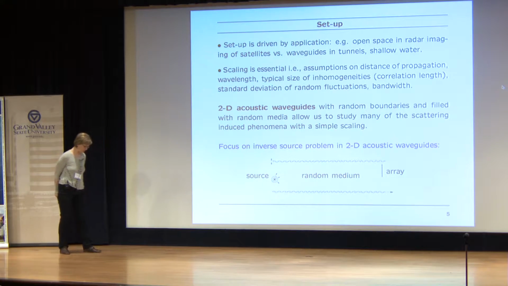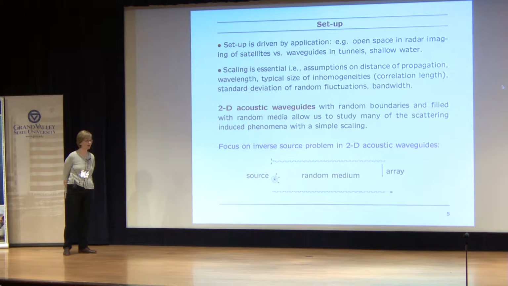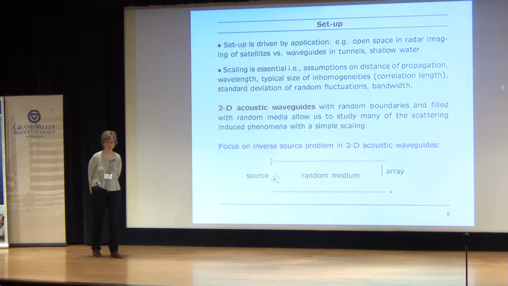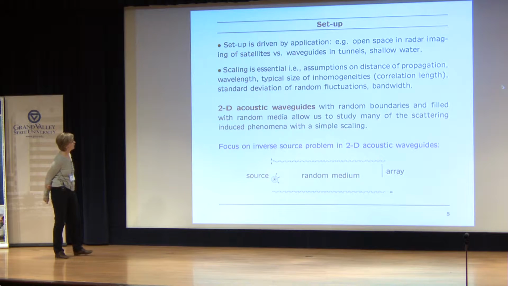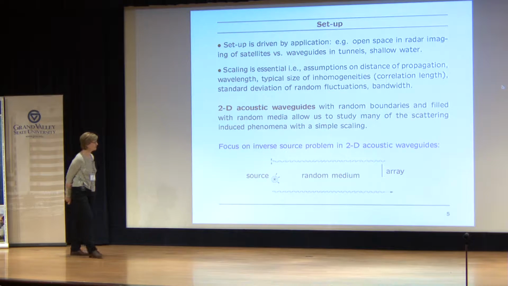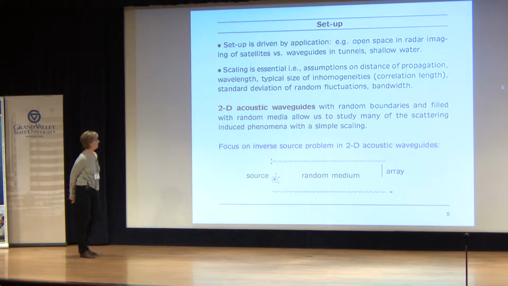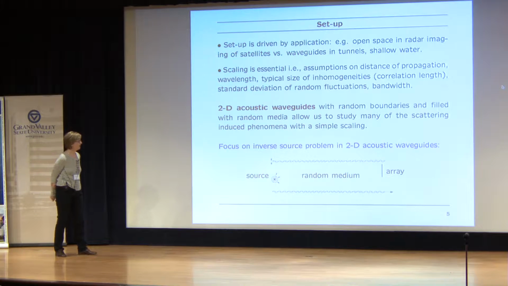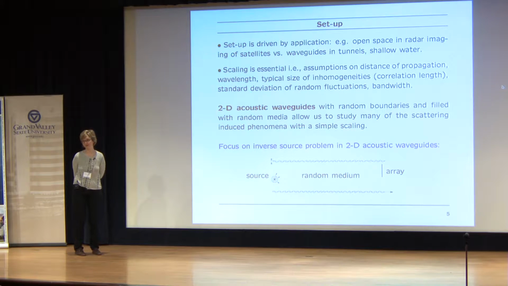Now, I chose to talk here about imaging in complex environments arising in acoustic waveguides. So why did I choose that? Well, waveguides are important in applications, for example, in shallow water or in tunnels. But also, waveguides are a good way to see what are the important phenomena that arise in this problem. So essentially, they let us see most of the important effects with a very simple scaling. So this is one reason I decided to look at that.